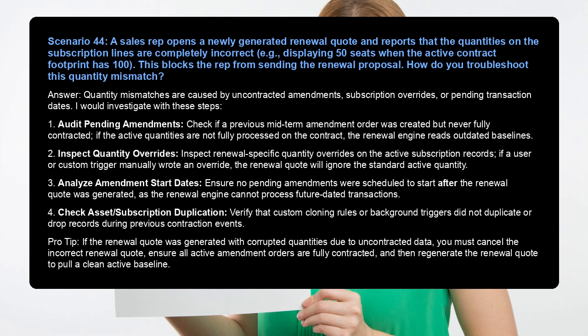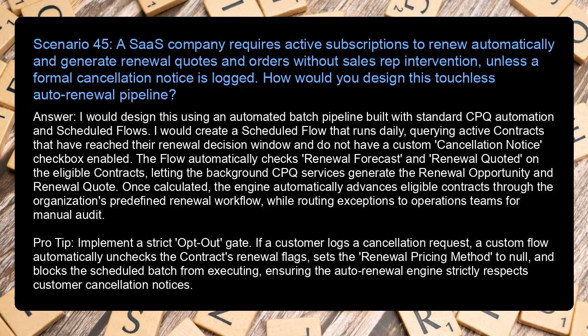Pro tip: if the renewal quote was generated with corrupted quantities due to uncontracted data, you must cancel the incorrect renewal quote. Ensure all active amendment orders are fully contracted, and then regenerate the renewal quote to pull a clean active baseline. Scenario 45.